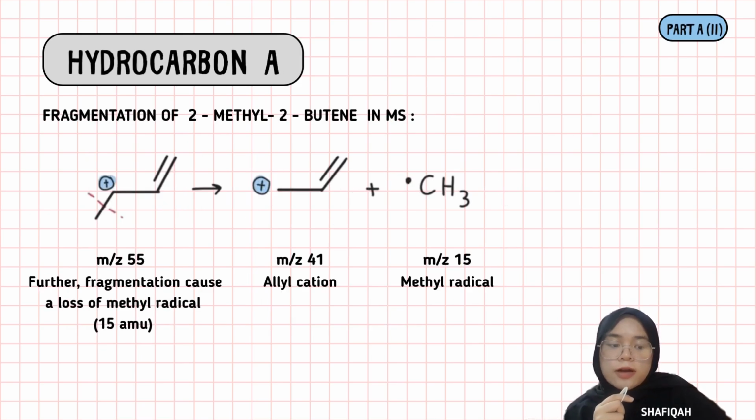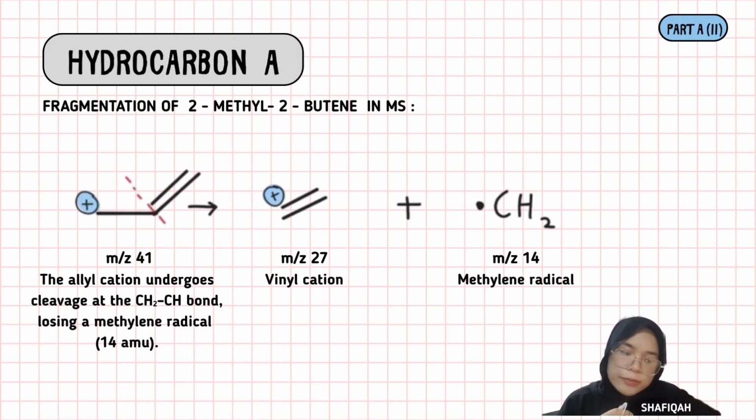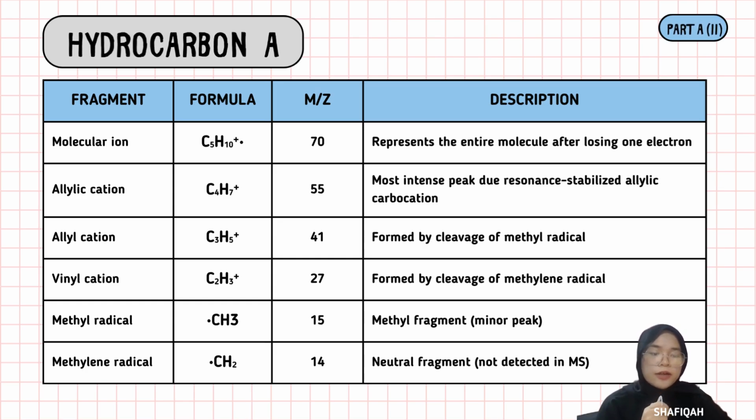Further fragmentation causes another loss of a methyl radical, forming an allyl cation with m/z 41. The allyl cation further fragments by losing a methylene radical with m/z 14, resulting in the formation of a vinyl cation with m/z 27. From the table shown, we can see several significant fragmentation peaks along with their corresponding mass-to-charge ratio. The major peaks are at m/z 70, 55, 41, and 27, each representing a different positively charged ion formed by the cleavage of the bonds in 2-methyl-2-butene.